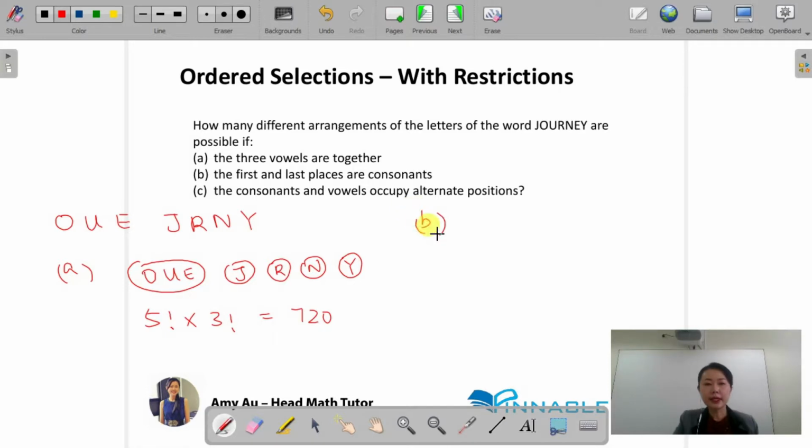Alright, so part B. The first and the last place are consonants. So let's draw this out. How many letters are there? 7. 1, 2, 3, 4, 5, 6, 7. So the last and the first are consonants. Alright, so how many consonants are there? 4, right? So there are 4 ways to fill the first one, and I've used up 1, so there's only 3 ways to fill the last one.